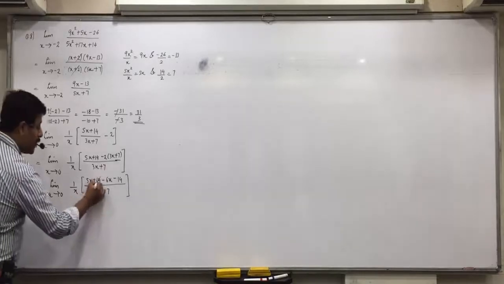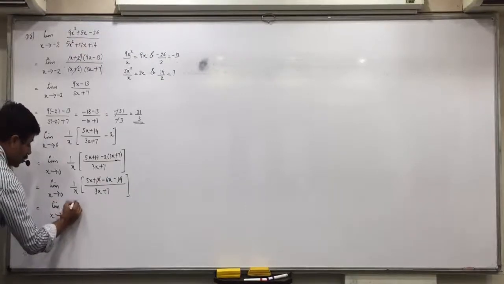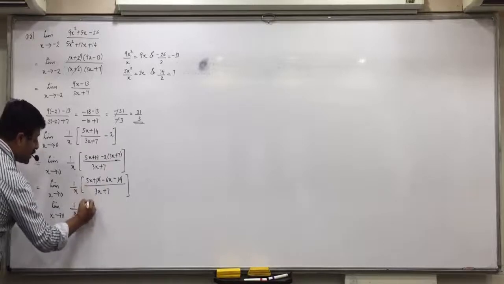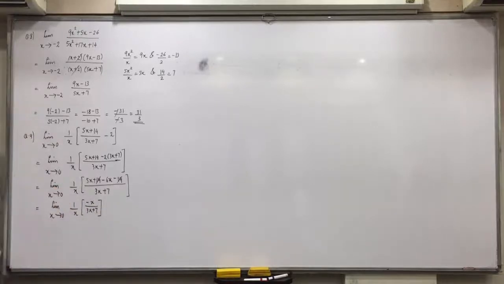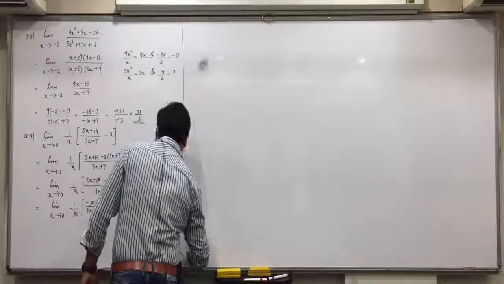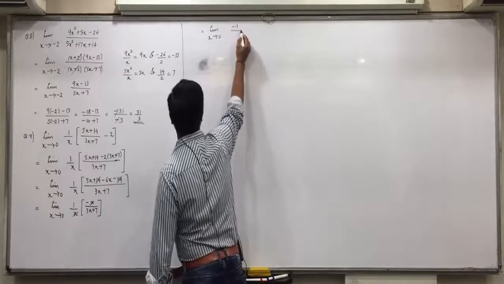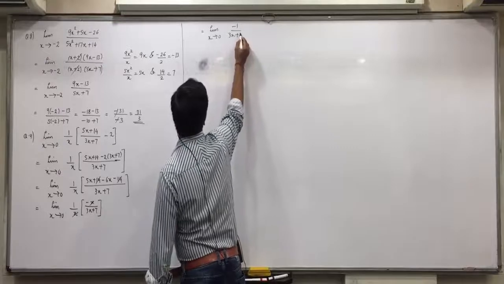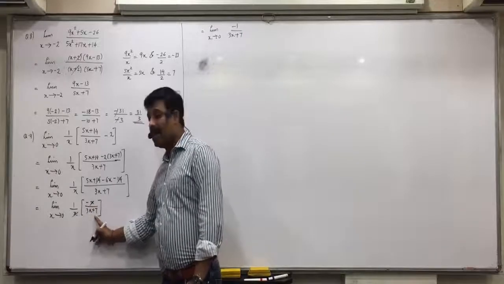Completed. Now plus 14 minus 14 gets cancelled. So limit x tends to 0, 1 upon x. 5x minus 6x is minus x. As I said, automatically you get the factor x common. Now x gets cancelled. So what you get is limit x tends to 0 minus 1 upon 3x plus 7. What remains is minus 1 upon 3x plus 7.